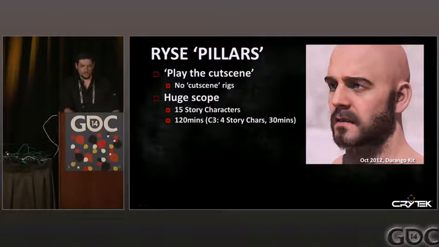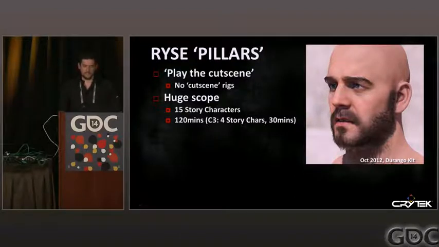So the first pillar was kind of play the cutscene, which meant to us that there weren't going to be any cutscene rigs. Peter, the director, wanted to be able to zoom into the eyeball at any time, and to make characters that had to stand up to that kind of fidelity was a bit of a challenge, I would say. It was a bigger scope, so we had 15 story characters in the game, and I think we had 20 to 24 different unique faces.